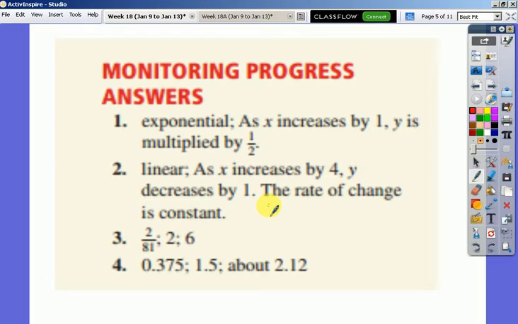Exponential, linear, and then number 3, it had to evaluate it for 3 different constant values. 2 over 81, 2, and 6 are your outputs. And then 4: 0.375, 1.5, and about 2.12. Okay.